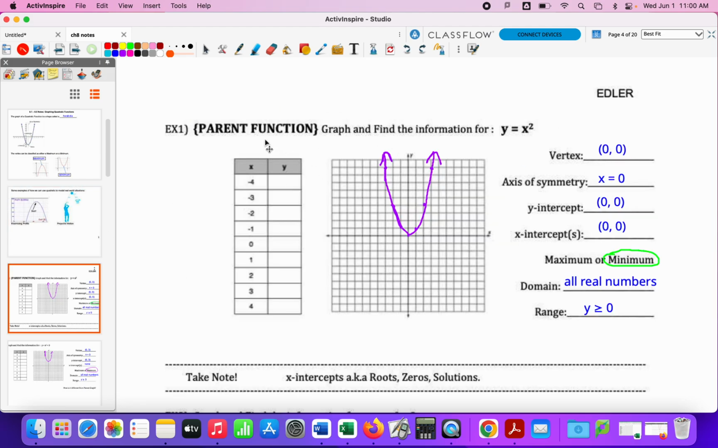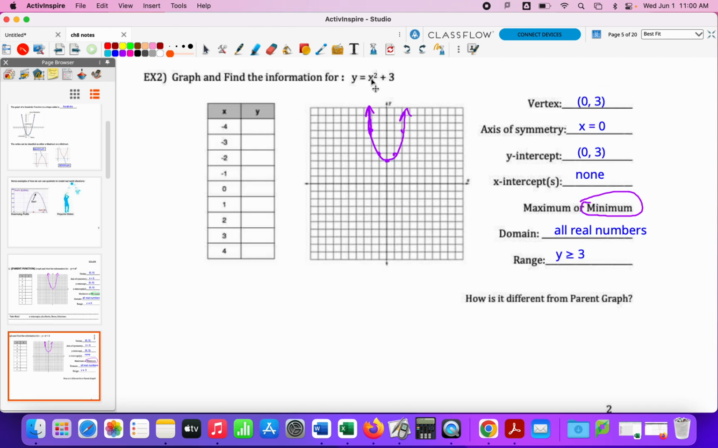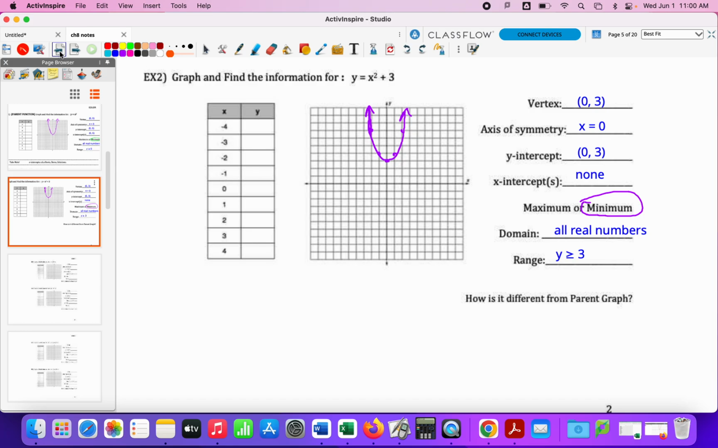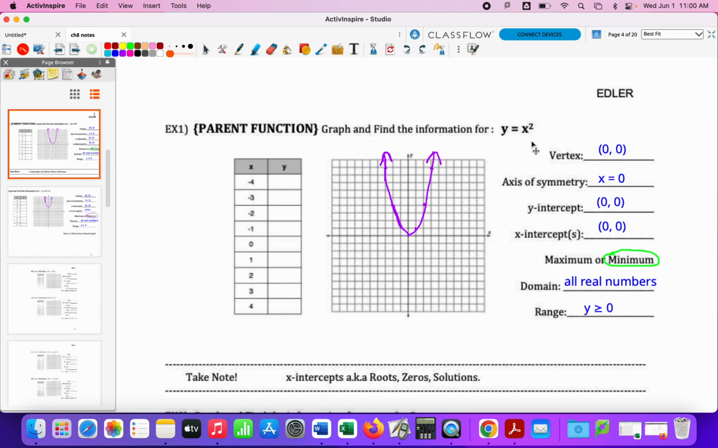Now, we're going to talk about the parent function first. So y equals x squared. All quadratics will have an x to the second power. So you can look at some of the other examples here. See, there's an x to the second power. There are some other numbers, and as you keep going on, there are more numbers, but there's always going to be an x to the second power. So that's what makes it quadratic. This parent function is when there are no other numbers involved, so it's the simplest thing you can get.